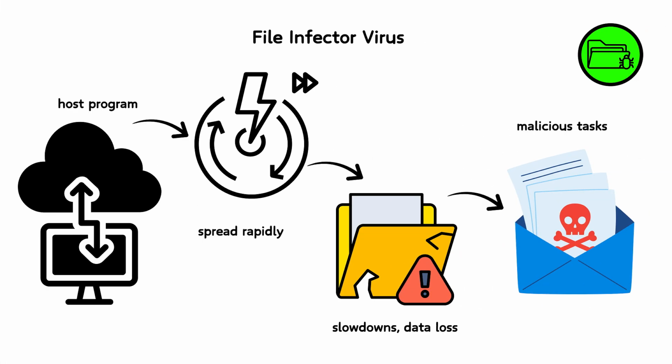When you activate the host program, the virus becomes active too. It can then replicate and attach itself to other executable files, spreading across your system. What makes file infector viruses particularly dangerous is their ability to spread rapidly whenever you run infected programs. They can lead to slowdowns, data loss, or even take control of your computer to perform malicious tasks.